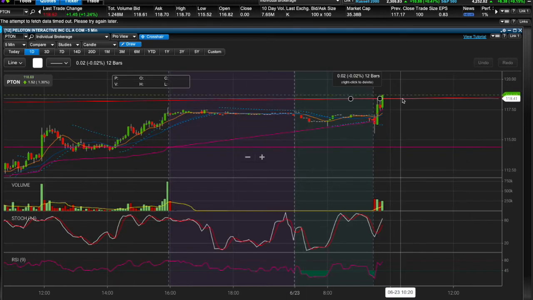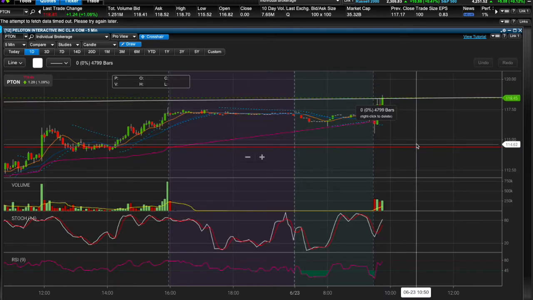2 minutes until this candle closes on Peloton. It's really trying. Its problem is Dow is still only up 27. Nasdaq's up 50, so that's good. Although AMD is still just chilling at 30 cents.